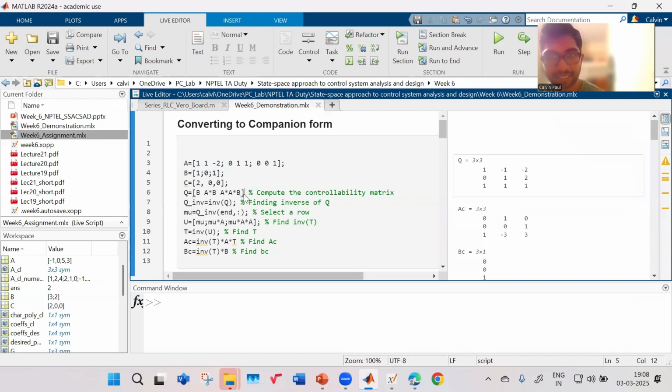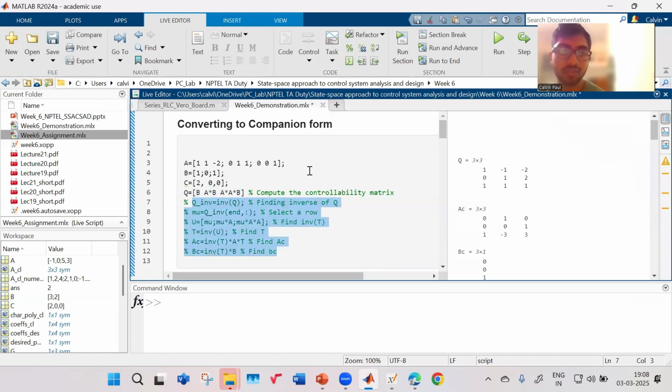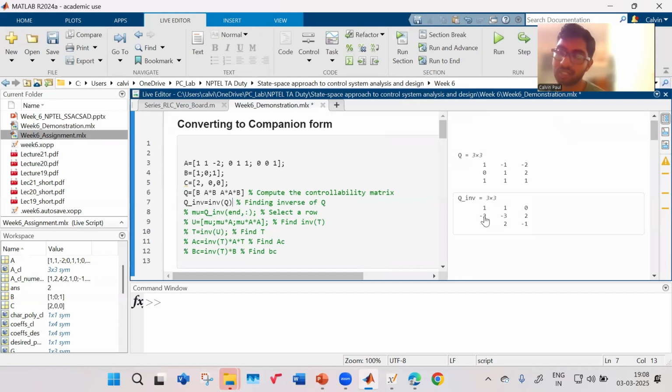So what you have to do in that case is, you have to first find the controllability matrix. This is your step 1. Let me go step by step. You'll find the controllability matrix. That is also kind of easy. Then you have to find the inverse of this controllability matrix. This will be difficult if it is a third order. Second order will be easy, but third order, once you go, it takes time.